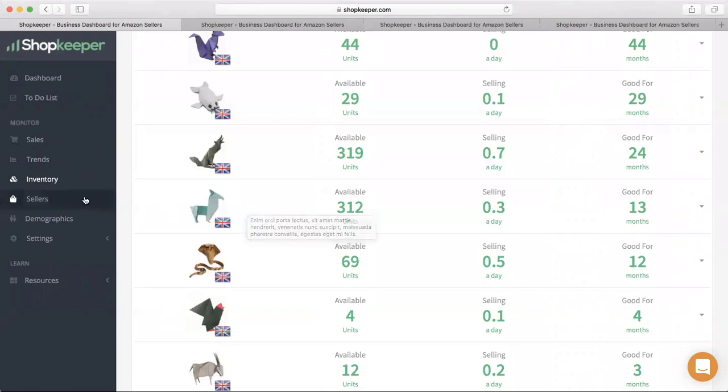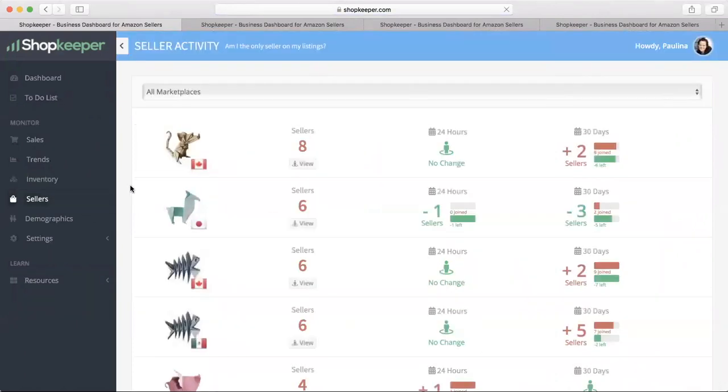Let's switch to another sidebar item. So it's called sellers. This page tracks how many sellers you have on your private label listings. Meaning that if you're a private label seller, you very likely don't want any other sellers jumping on your listing and taking over some of your sales and some of your buy box. So you could come and see that this product in Canada has 8 sellers, and you being a private label seller, you will be very disappointed with this number.